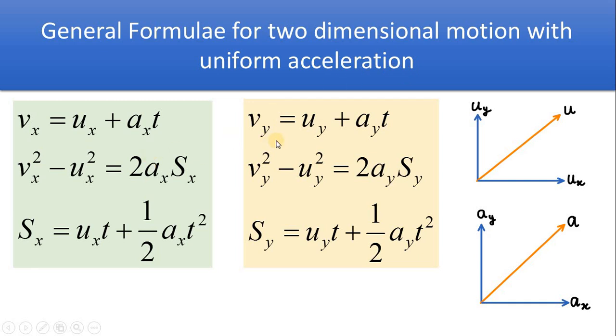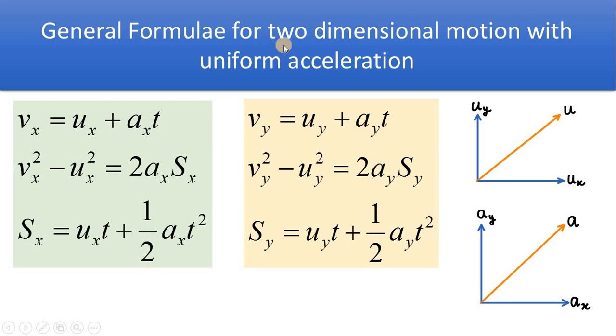Now, you see here that I have written the equations 2 times. The three equations of motion are written 2 times. And here on one side all the subscripts are x, and here all the subscripts are y. What is the difference between them? vx is equal to ux plus axt and vy is equal to uy plus ayt. Both of them look like the first equation of motion, v is equal to u plus at.